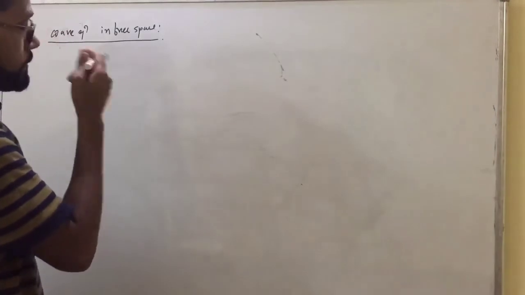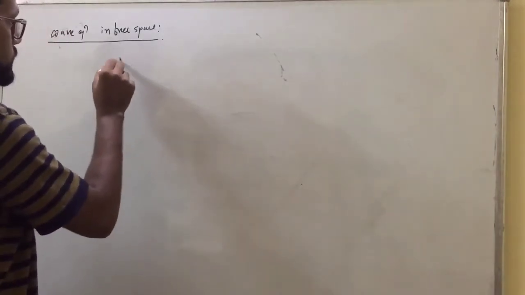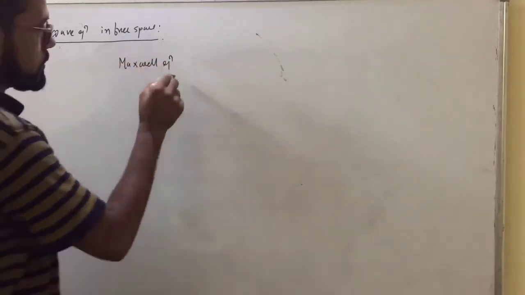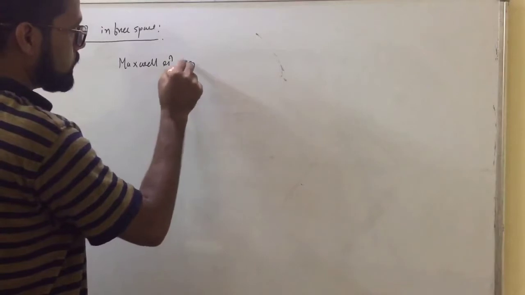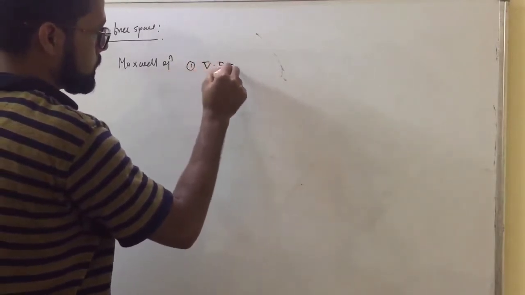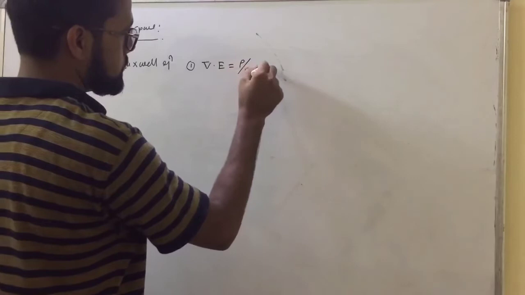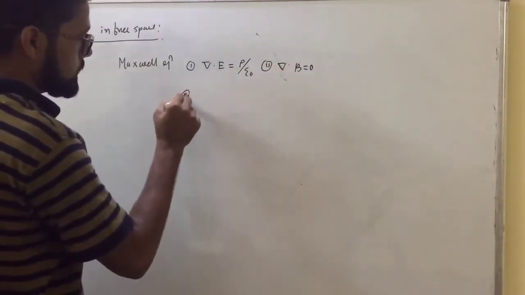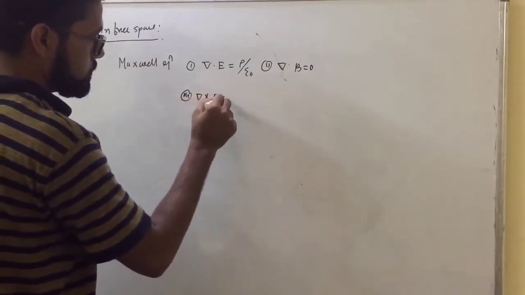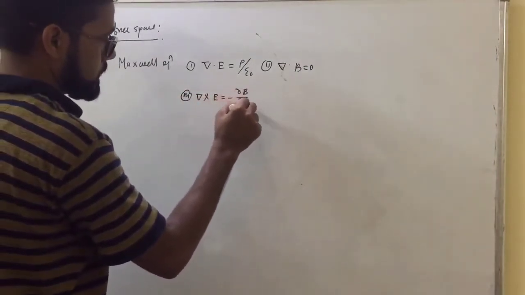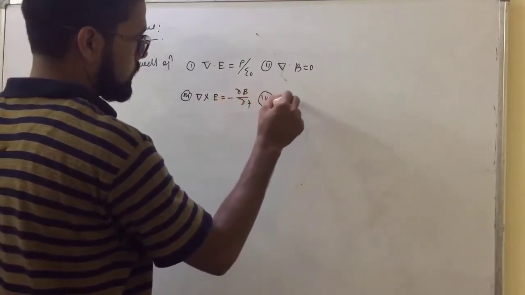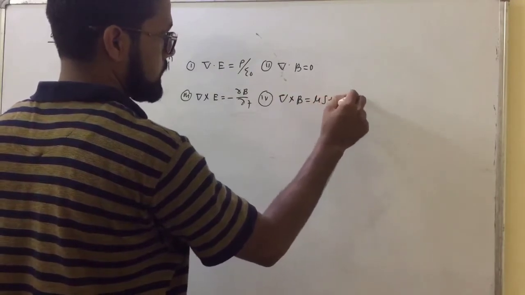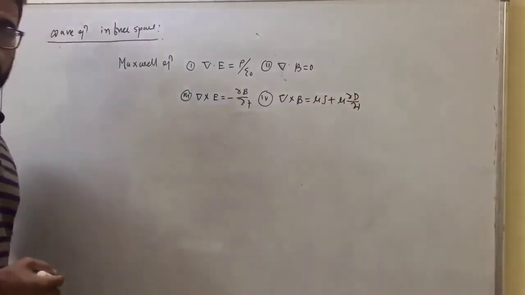In order to derive the wave equation in free space, I am focusing first on the Maxwell equations. What are the Maxwell equations? Number one, divergence of E equal to rho by epsilon naught. Number two, divergence of B equal to 0. Number three, del cross E equal to minus del B by del t. And number four, del cross B equal to mu J plus mu del D by del t. These are the four Maxwell equations.